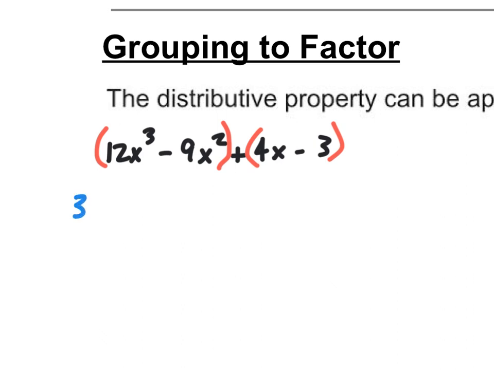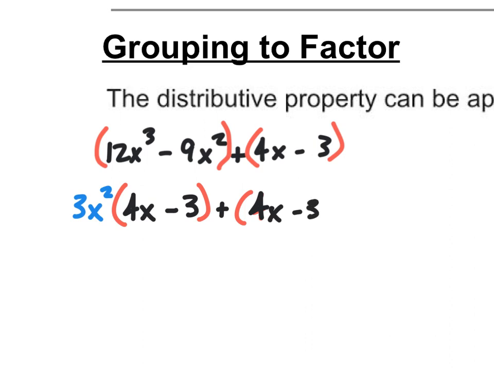So if I factor out a 3 and an x squared, then I'm left with 4x and then just a minus 3, okay? Now this one's kind of interesting because I don't have to do anything with this term because it already exists. When I factored out that 3x squared, I was left with 4x minus 3.